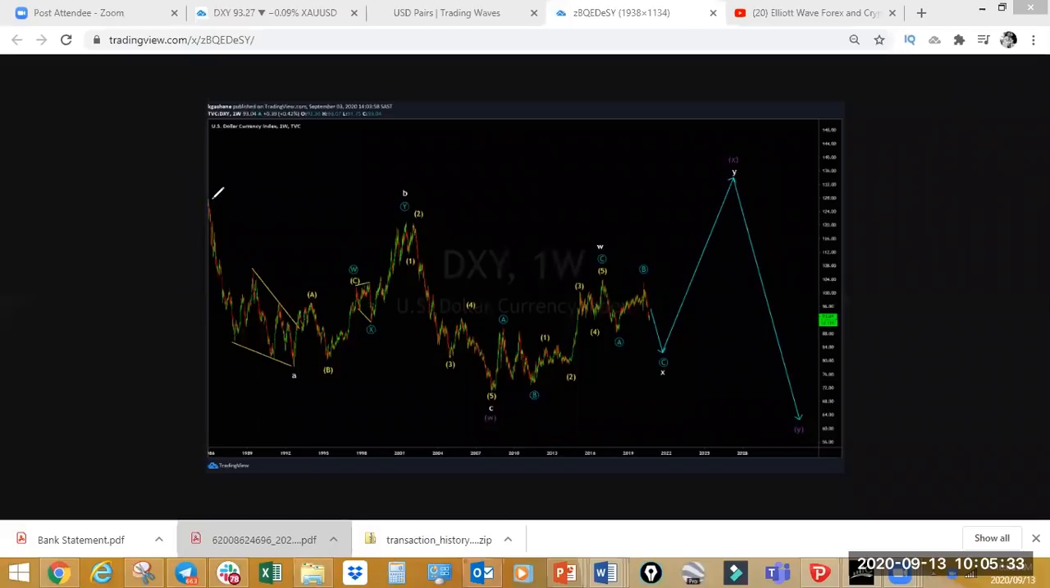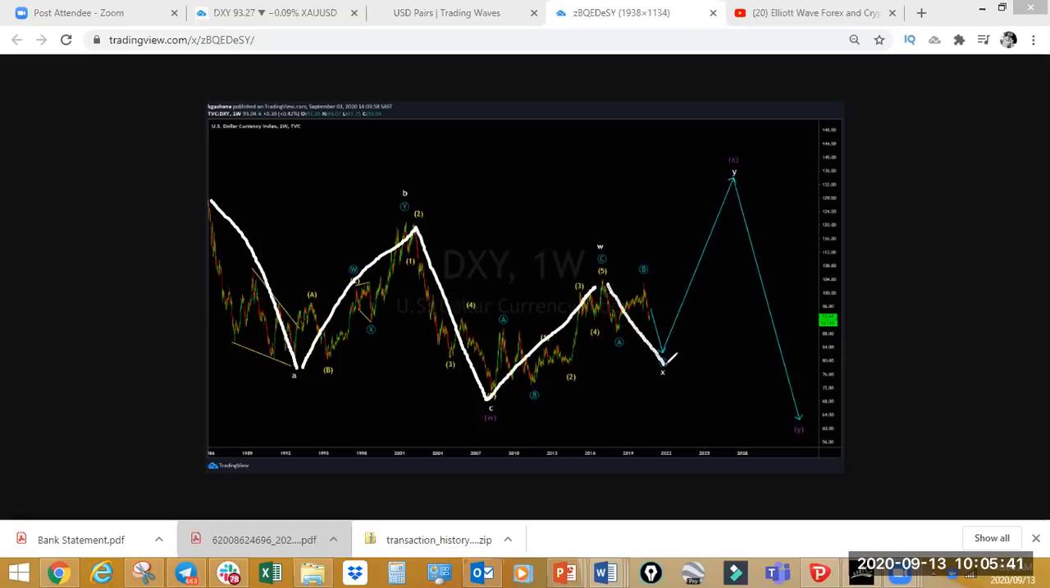So if I follow the white, let me show the white degree with the white. So that's the ABC there. Then we've got the white degree W and the white degree X, and we're looking for this one to make a double correction in this bigger degree WXY structure. Okay, so that is what we're looking at in this degree.